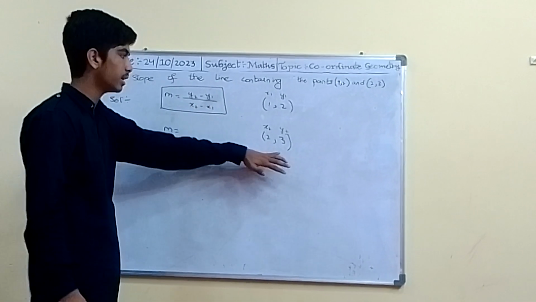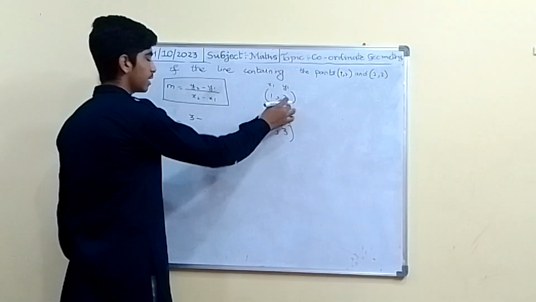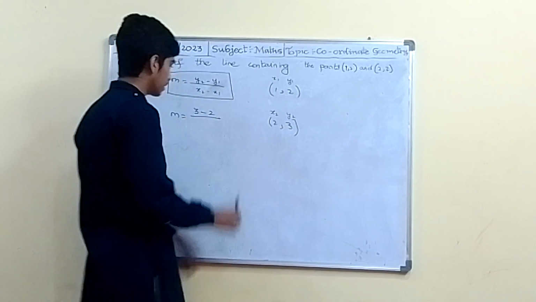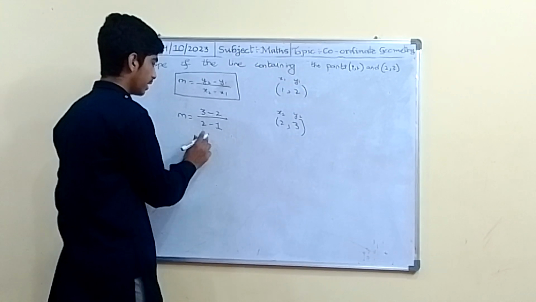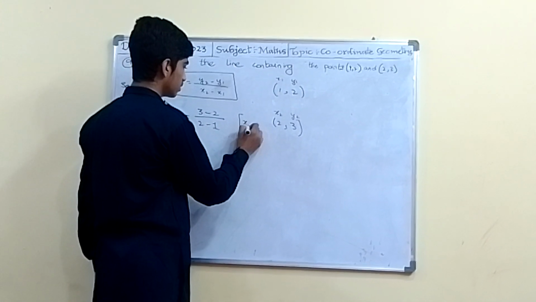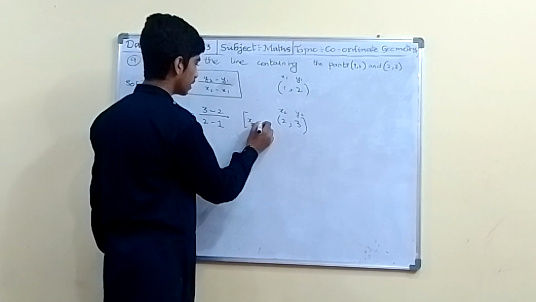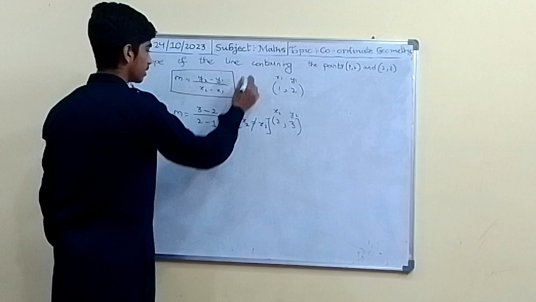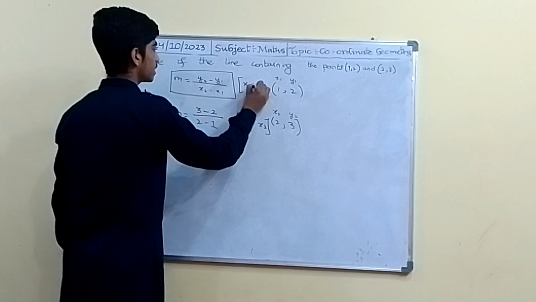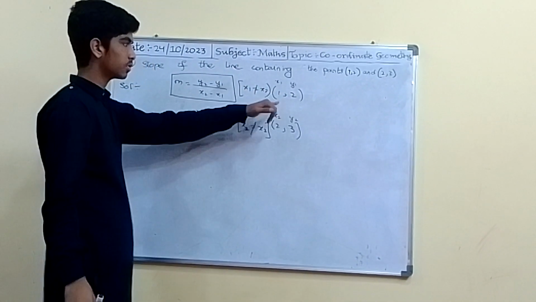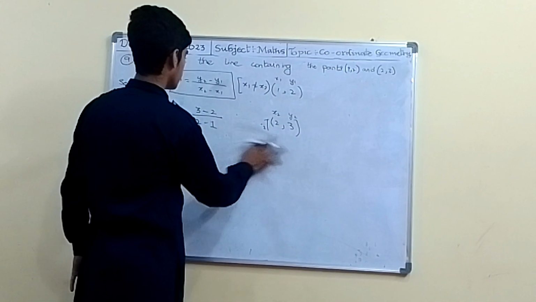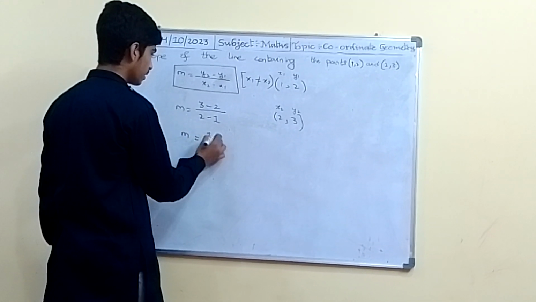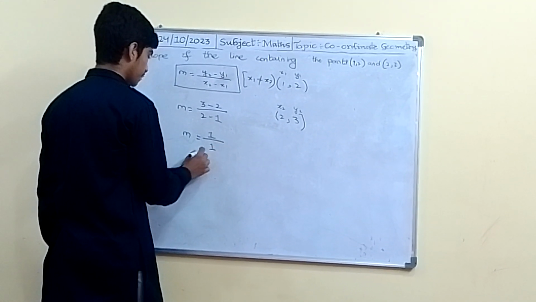What is y2 here? 3. 3 minus y1. What is y1? 2. 3 minus 2 by x2 minus x1, 2 minus 1. Here x1 is not equal to x2; this is the condition for this formula. See here, x1 is not equal to x2. So what is 3 minus 2? 3 minus 2 is 1. M is equal to 1 by, what is 2 minus 1? 1. M is equal to 1 by 1.